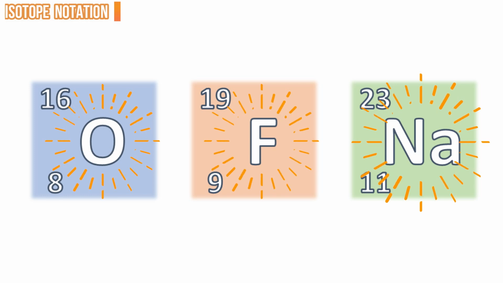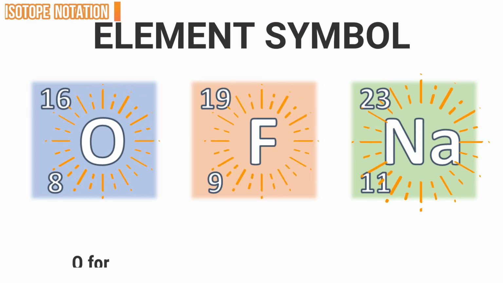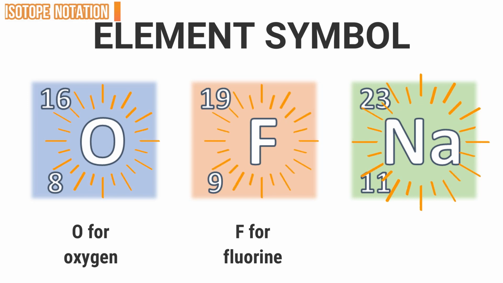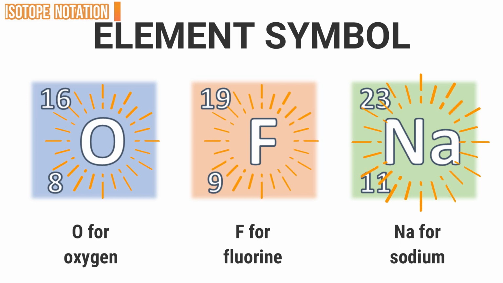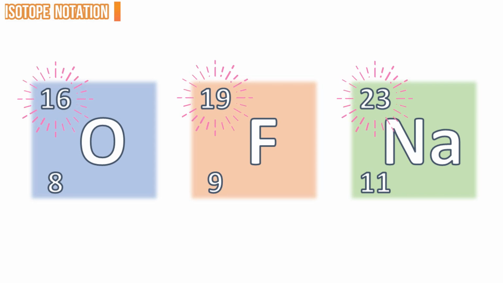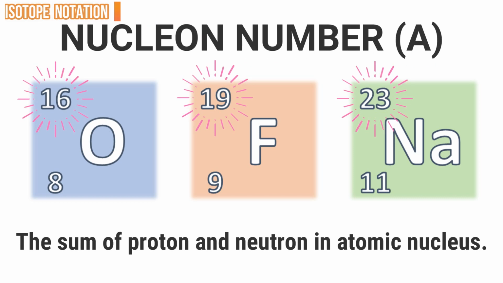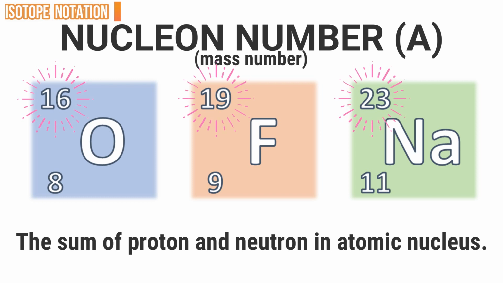These letters represent the element symbol. O represents oxygen, F represents fluorine, and Na represents sodium. Then, these numbers represent the sum of protons and neutrons in the atomic nucleus. These numbers are called nucleon number, which is also known as mass number. 16 for oxygen, 19 for fluorine, and 23 for sodium.